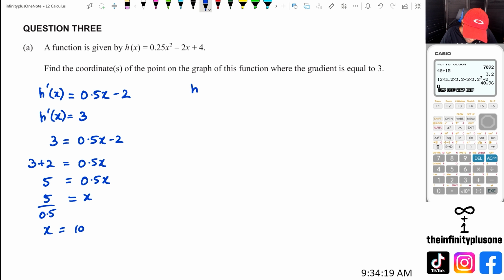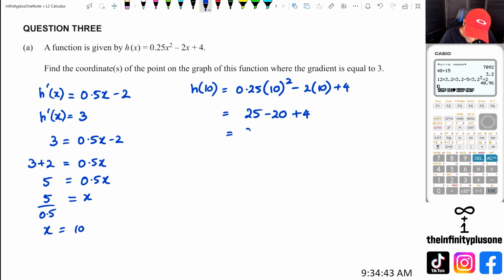If x equals 10, I need to figure out h of 10, which is 0.25 times 10 squared minus 2 times 10 plus 4. So that's going to give me, 0.25 times 100 is 25, minus 20 plus 4. So that's going to give me 9. So the coordinates are going to be 10 and 9. Incredibly, even though this question has got so much more work, it is only worth an achieved.